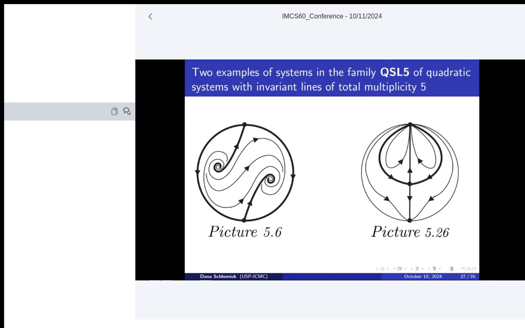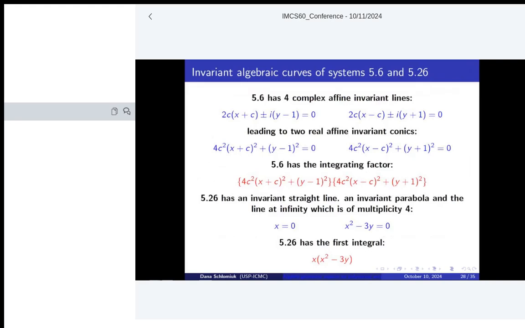And here we must have 5 invariant lines. We see just 1 on the picture, but we see the vertical line and the line at infinity, actually 2. But the line at infinity has multiplicity 4. So the total multiplicity is 5. Next page, please. Now, let us go to the equation to see a little bit what's going on.